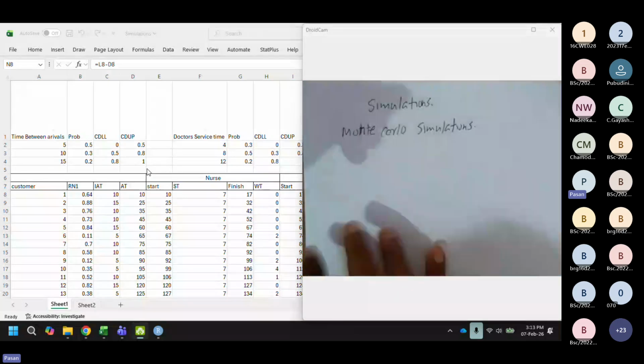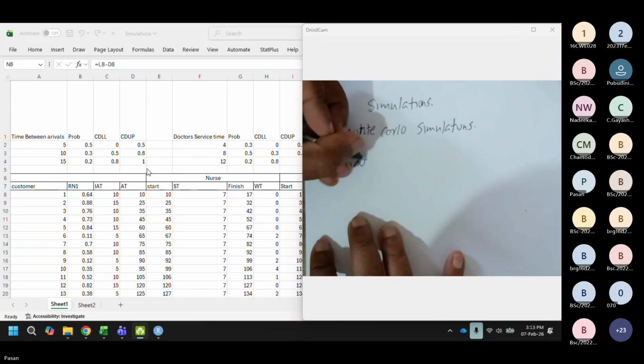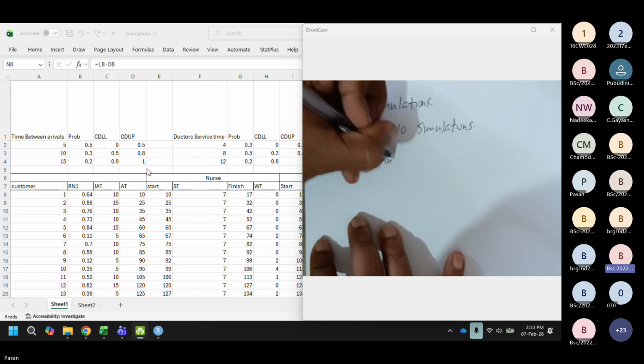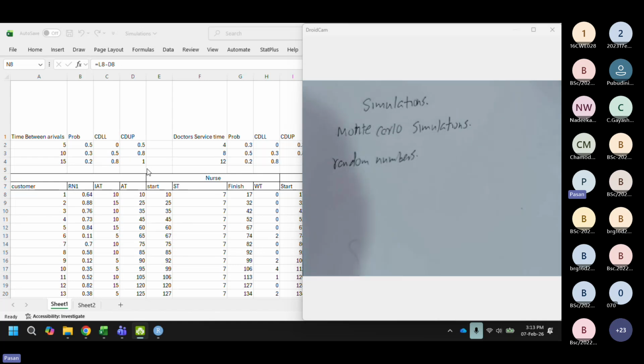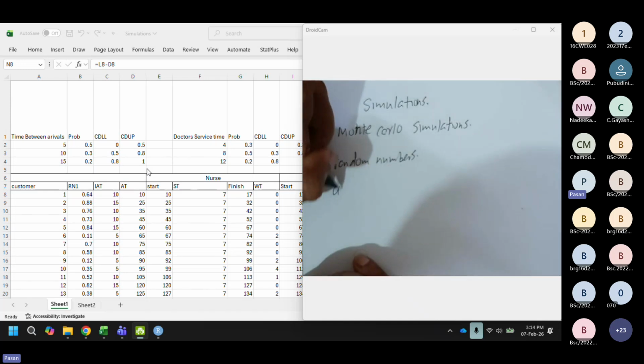So what are these random numbers? Once it comes to random numbers, we can identify that these are numbers generated from the uniform distribution. So we can define a probability distribution called the uniform distribution.